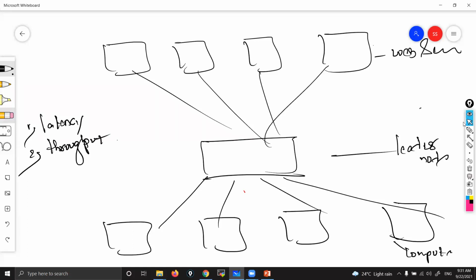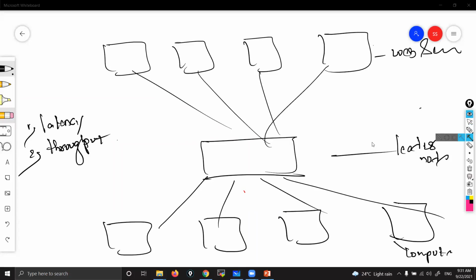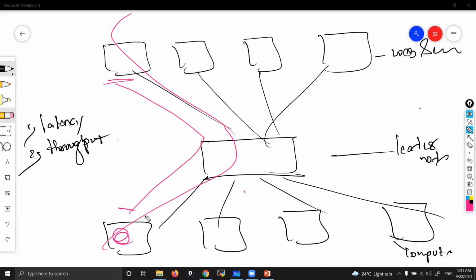Throughput means passing through someone, passing through. Okay, that's what throughput is. For example, your request is coming like this, to store the data or for retrieval. So latency will be there, correct?